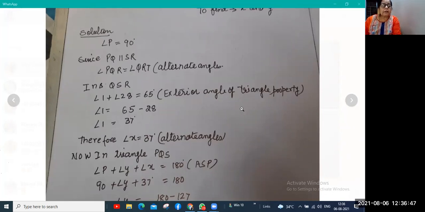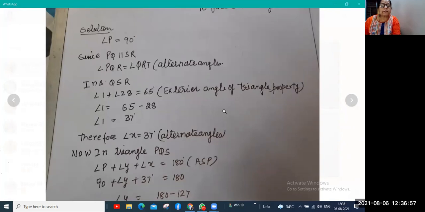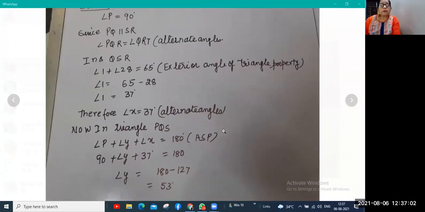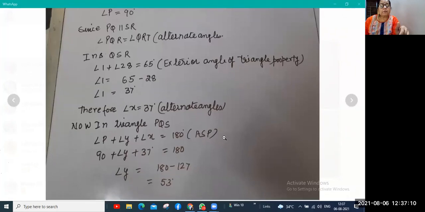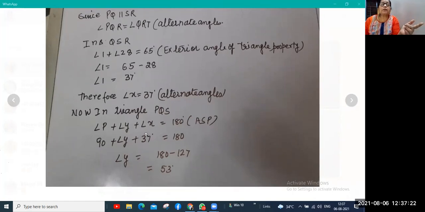Now angle P is 90 degrees since it was given perpendicular. So 90 plus Y plus 37 will be equal to 180 degrees. Therefore, angle Y will be equal to 180 minus 127. 127 comes by adding 90 and 37. Then angle Y will be equal to 53 degrees. You were supposed to find angle X and Y. We have found both. Angle X is 37 degrees and Y is 53 degrees.